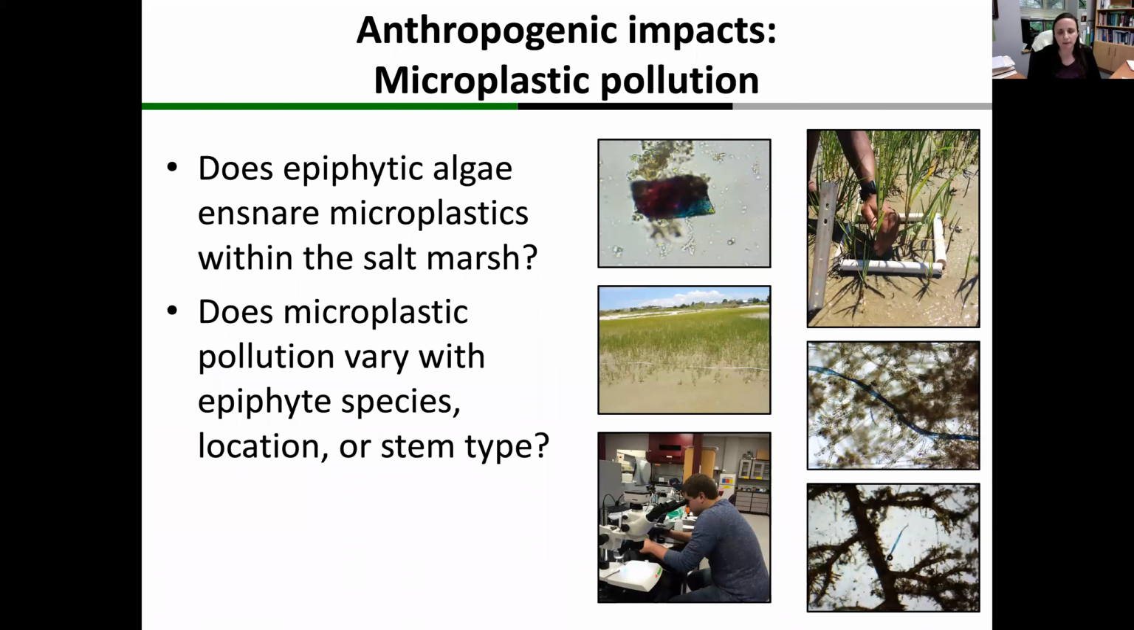We've also looked at anthropogenic impacts. That just means human impacts on the environment. And one thing we've studied a lot is microplastic pollution. And we've looked at the microplastics within the sediment out at the beaches, as well as the microplastics within the algal epiphytes that we've been studying on Spartina. And it does seem like those algal epiphytes are trapping microplastics, and how much microplastic they trap depends on the type of algae, so what species it is.